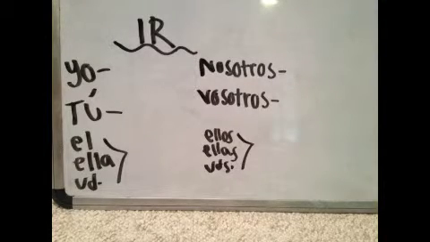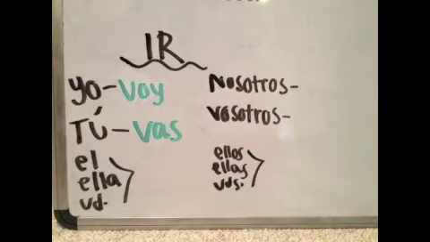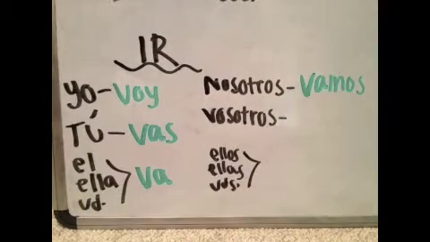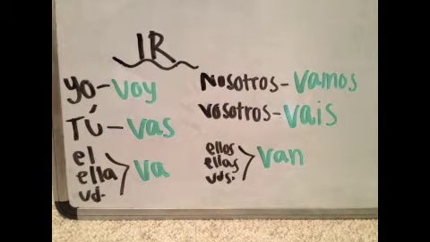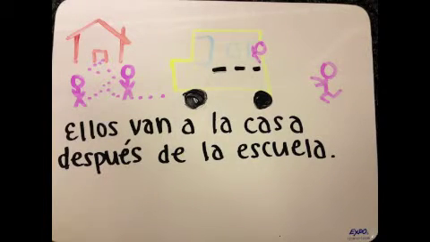Another irregular verb in the present tense is ir. The conjugations are as follows: voy, vas, va, vamos, vais, and van. Ellos van a la casa después de la escuela, or they go to the house after the school.